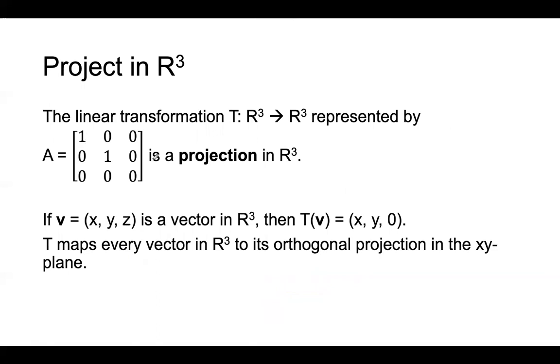This vector would be a projection. Essentially, if we take a vector in R3 and multiply it by this, we will get x, y, and 0. So it's projected onto the xy plane, and this part is 0. So it's an orthogonal projection onto the xy plane.